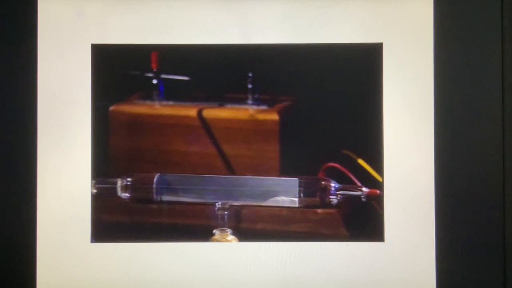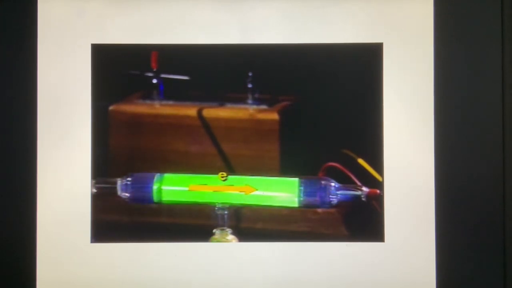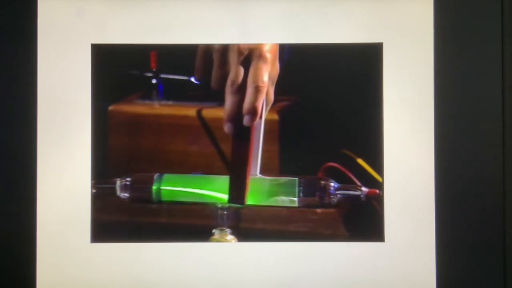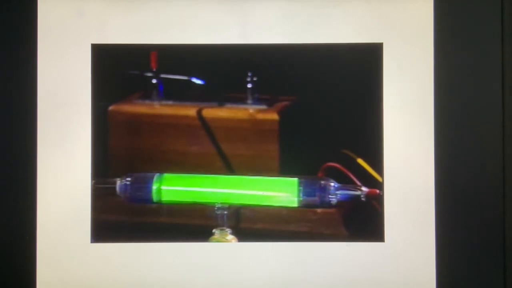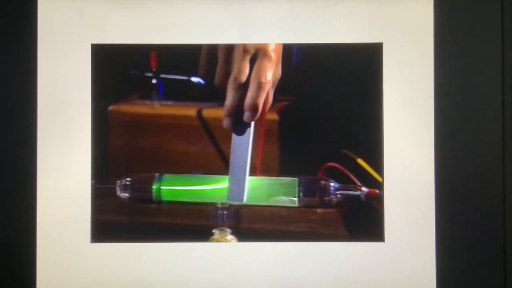We'll use this electron beam tube to demonstrate the deflection of electrons in a magnetic field. An electron beam running between these two terminals glances along a phosphor screen, which shows the path of the electrons by the green glow where the electrons strike. If we place a horseshoe magnet over the tube with the north pole closest to the camera, the beam is deflected downward. If we reverse the magnet, the beam is deflected upward.